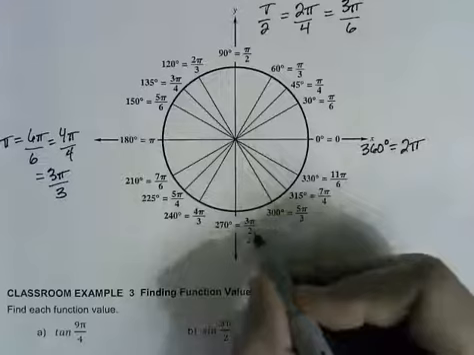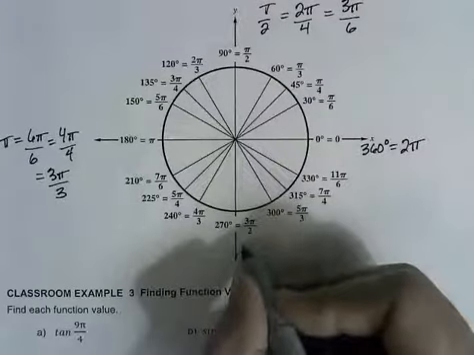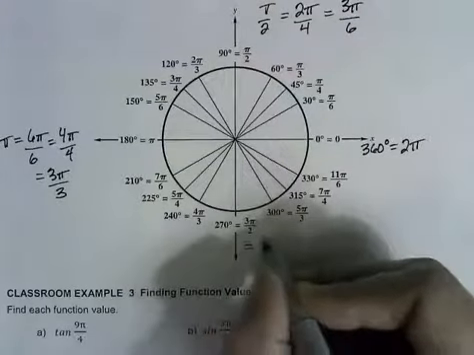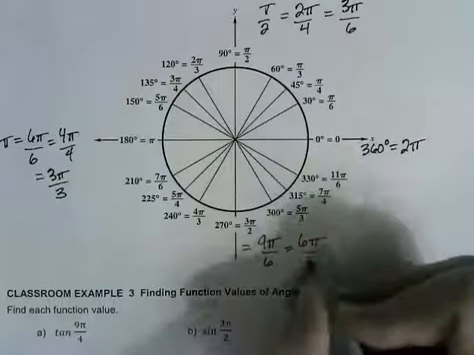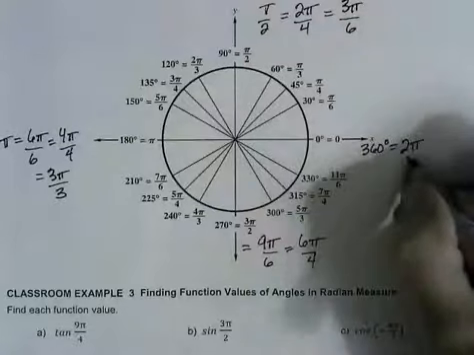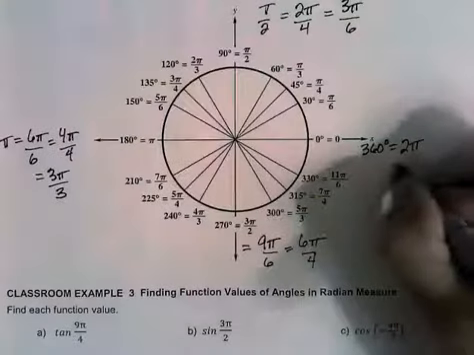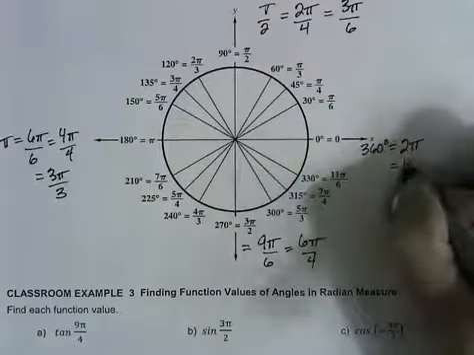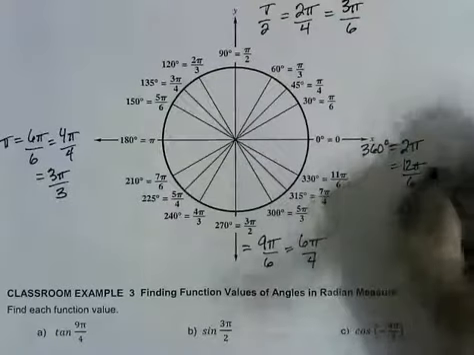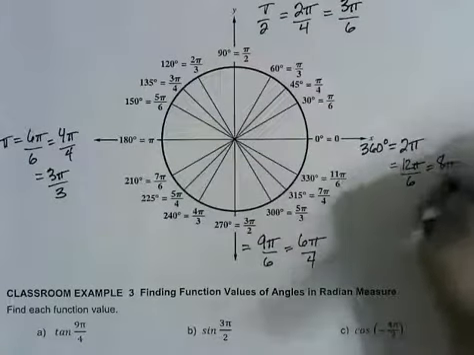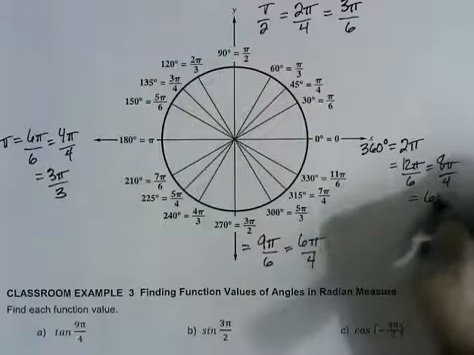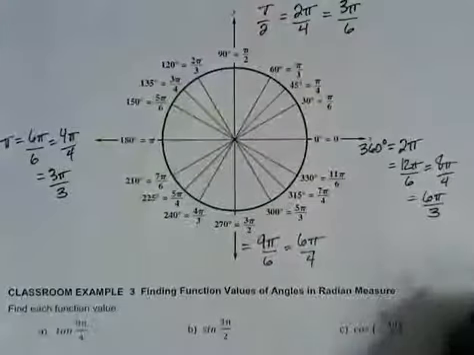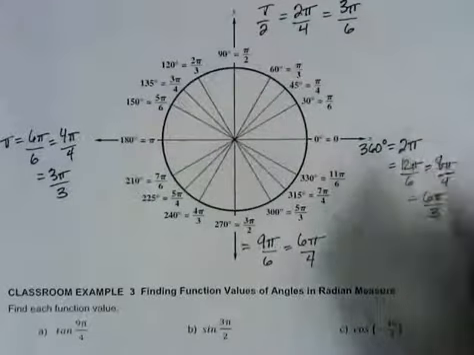270 degrees is the same as 3 pi over 2. 3 pi over 2 would be the same as 9 pi over 6, or the same as 6 pi over 4. And then last of all, if we look at 2 pi, that's the same as 12 pi over 6, which is the same as 8 pi over 4, which is the same as 6 pi over 3. All of these, if you simplify them, you get 2 pi.